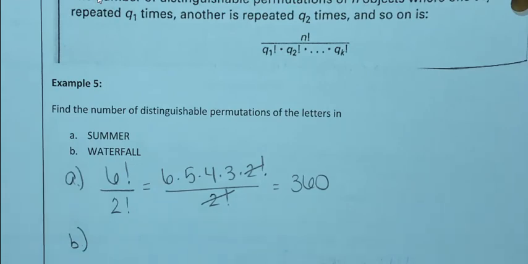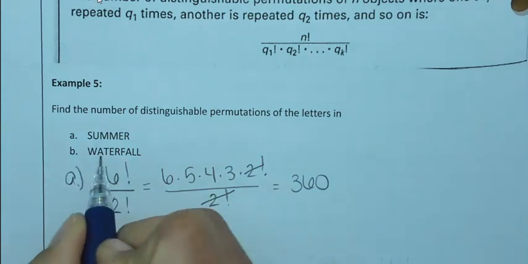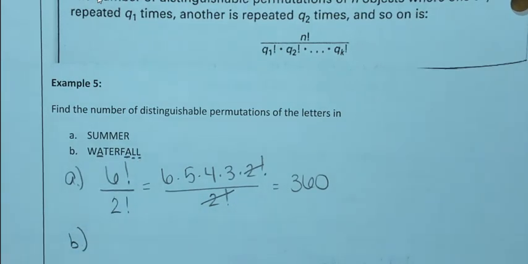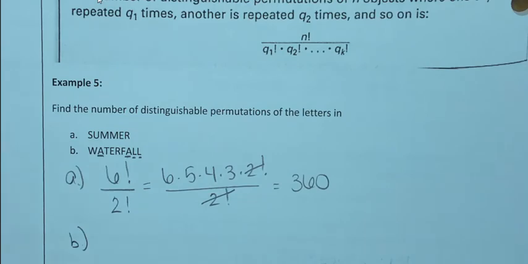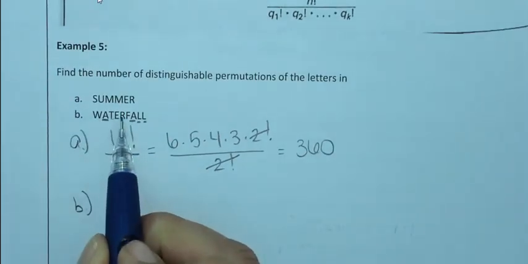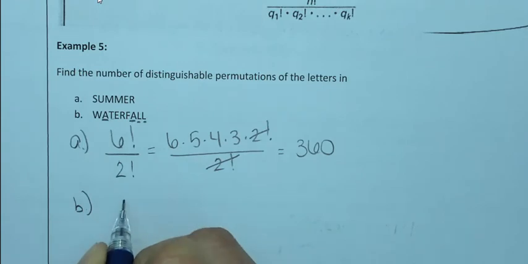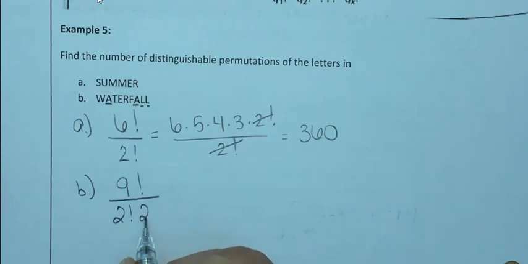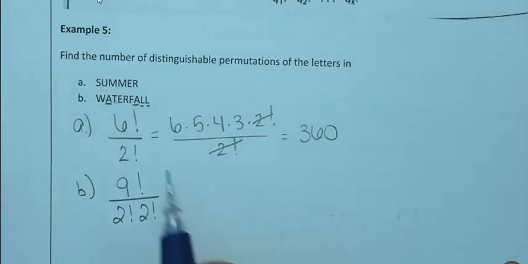Now B is different because not only do I have 1 set of letters repeating, I actually have both A's and L's. So I have 2 sets of letters that are repeating. Let's see, so I've got 2, 4, 6, 8, 9. So I've got a total of 9 letters, but I need to divide out everything that's repeating. So 2 factorial for the 2 A's, and then another 2 factorial for the 2 L's. Now you have to be really careful here. These do not just multiply together. These are separate, okay? This is 2 factorial times 2 factorial.